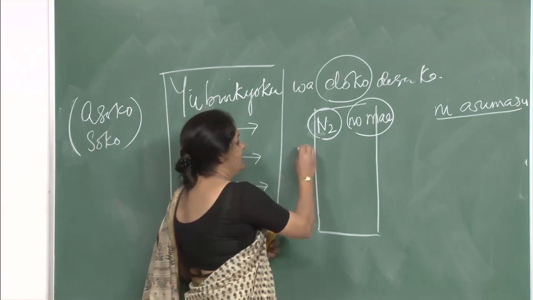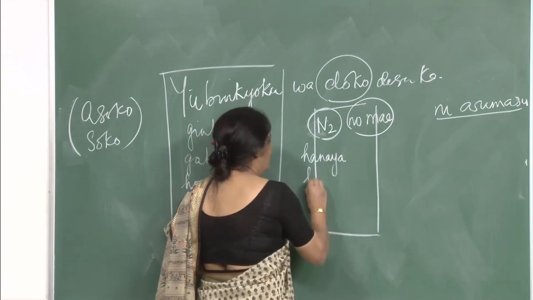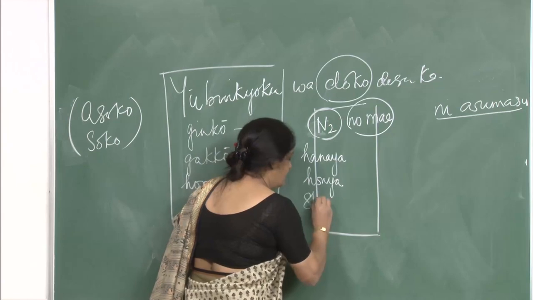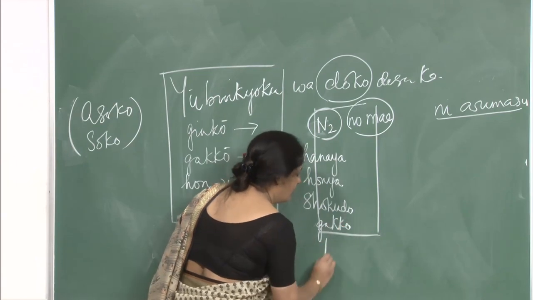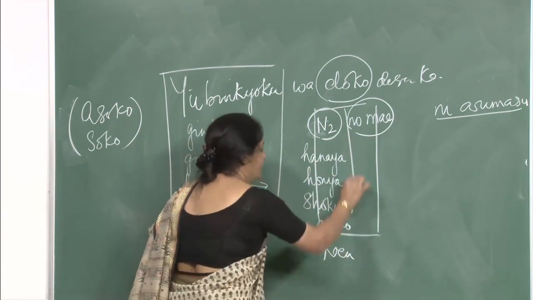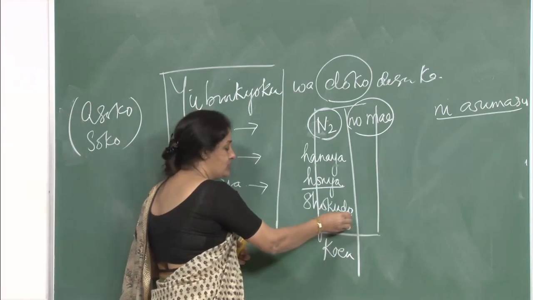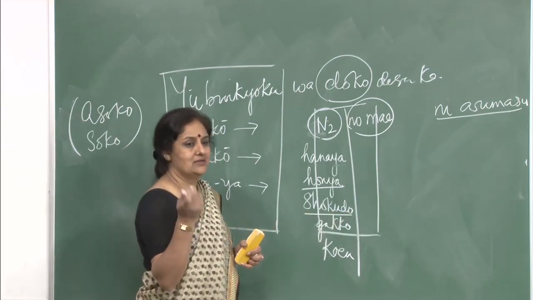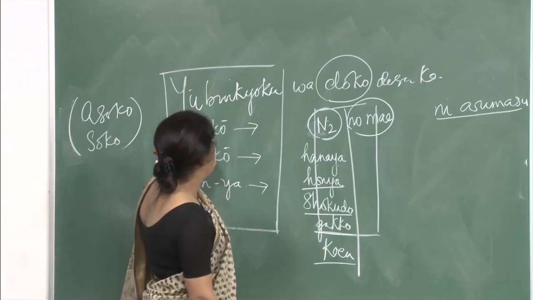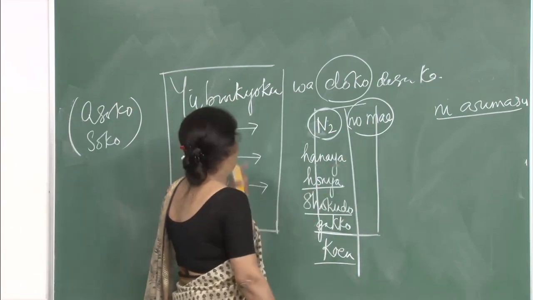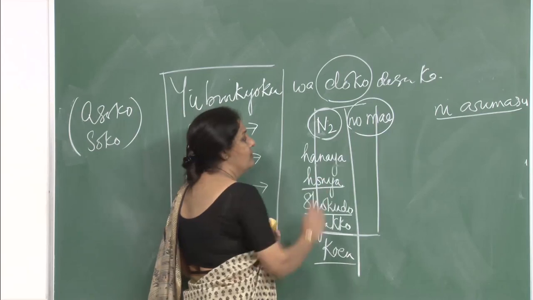Ginko wa doko desu ka? Ginko wa hanaya, again. Hanaya, honya, shokudo, gakko, koen. Any of these. Hanaya is your flower shop, honya is stationery shop or bookstore, shokudo is your dining hall, canteen, gakko school, koen is park. So ginko wa koen no mai ni arimasu. Ginko wa gakko no mai ni arimasu. Ginko wa honya no mai ni arimasu.